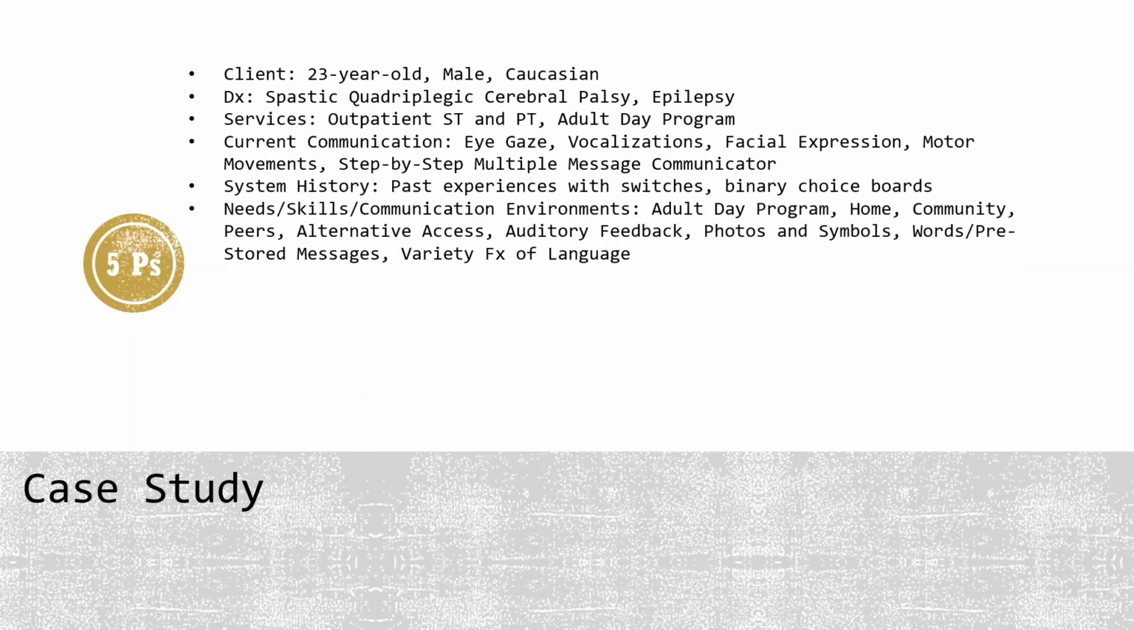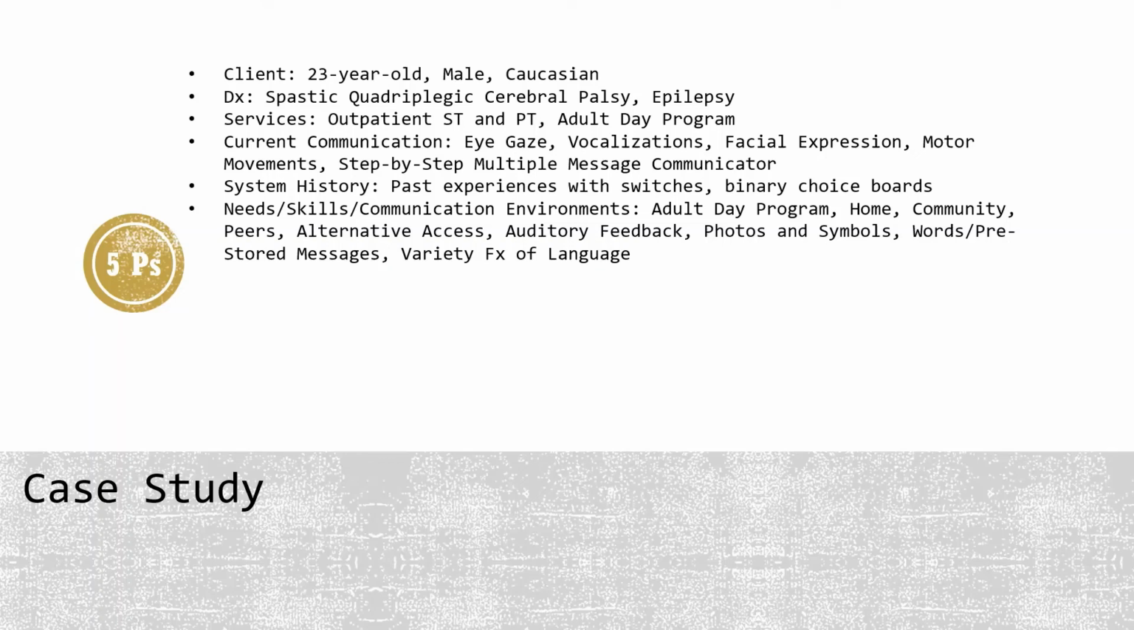That client was currently communicating via eye gaze, vocalizations, facial expressions, some motor movements of his arms, especially his right hand, because he often was using a step-by-step multiple message communicator that his providers were recording messages on, and he was activating with his right hand. So again, for his system history, past experience with switches, and some choice boards that he was accessing either by touch or by eye gaze.